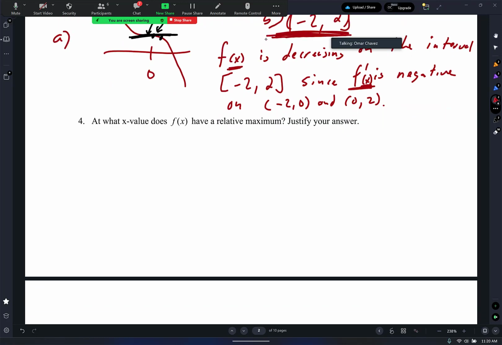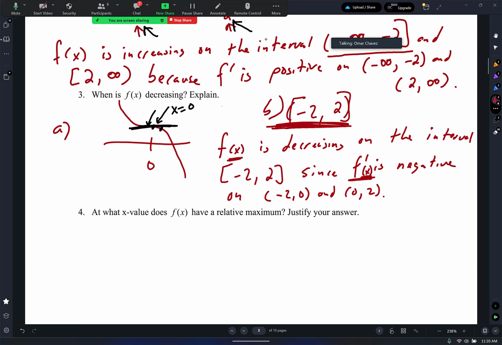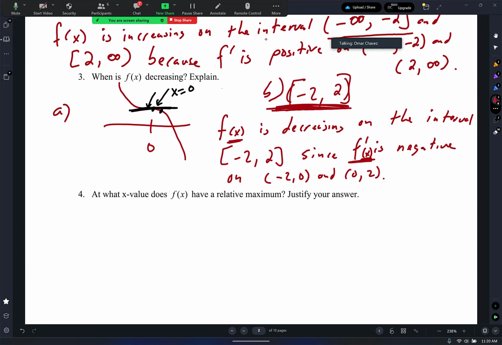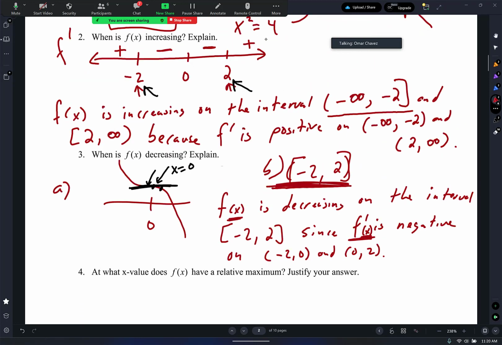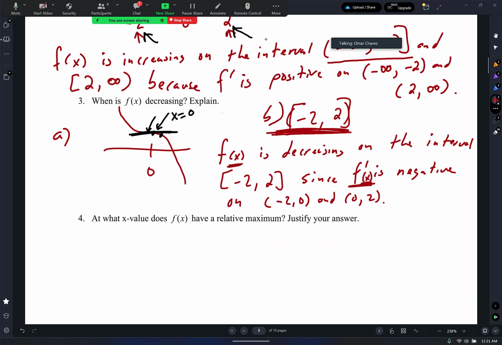All right. At what x value does f of x have the relative max? Justify your answer. Okay. Well, I have a max whenever the derivative goes from what to what? Positive to negative. So I have a max where? Yep, at -2. That's the only location.